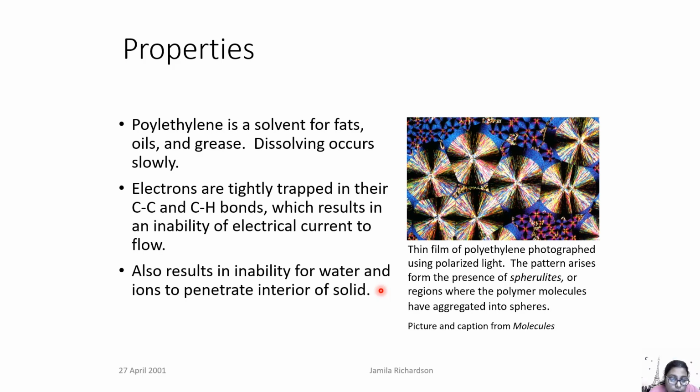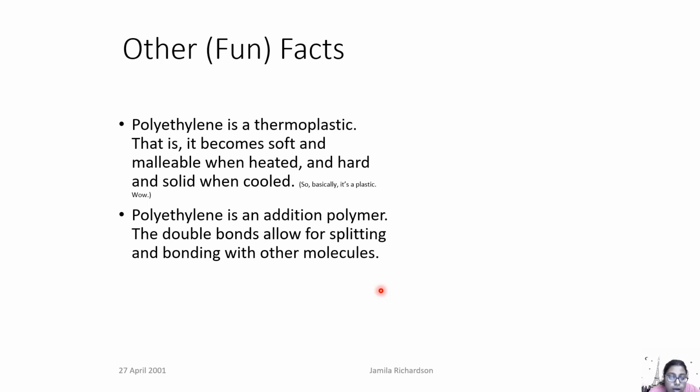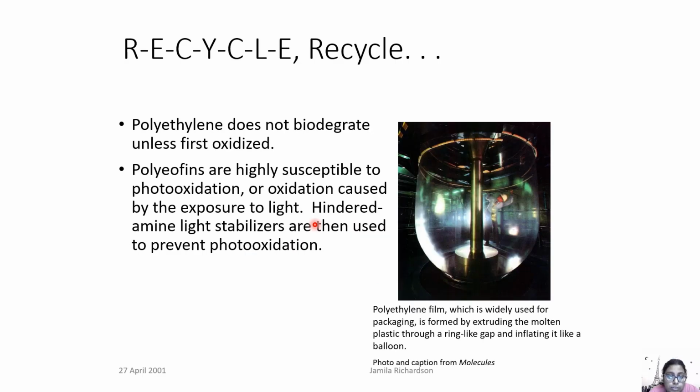The landmark breakthrough in the commercial production of polyethylene began with the development of catalysts that promoted the polymerization at mild temperatures and pressures. Polyethylene is a thermoplastic, that is, it becomes soft and malleable when heated and hard and solid when cooled, and it is an addition polymer. The double bonds allow for splitting and bonding with other molecules.